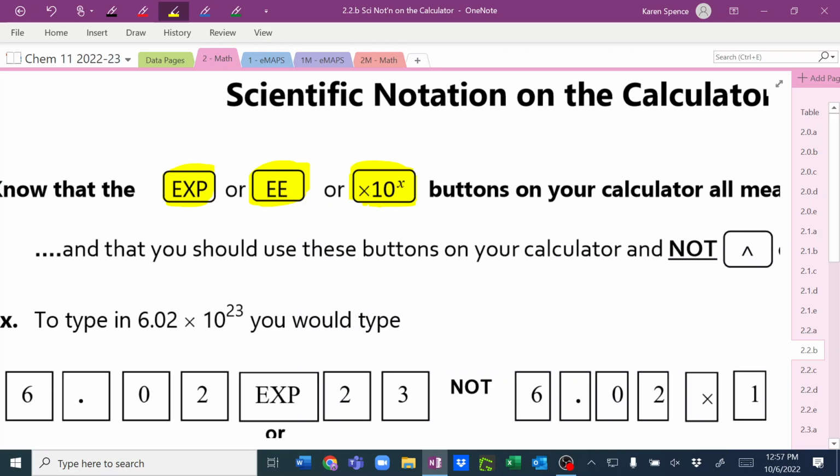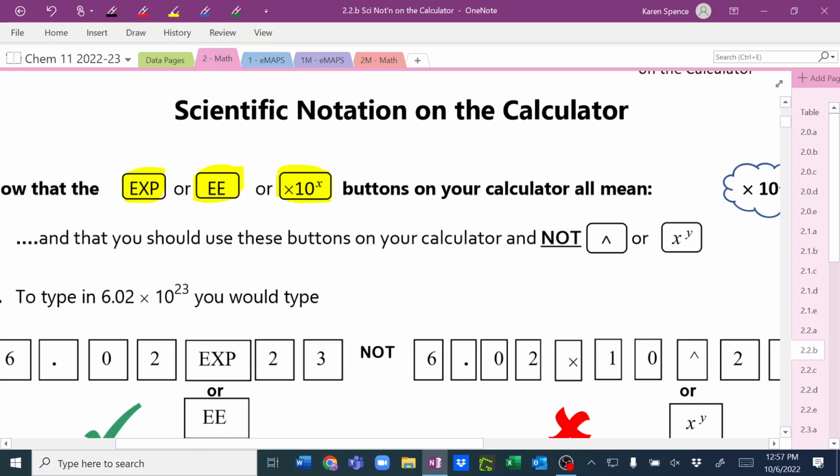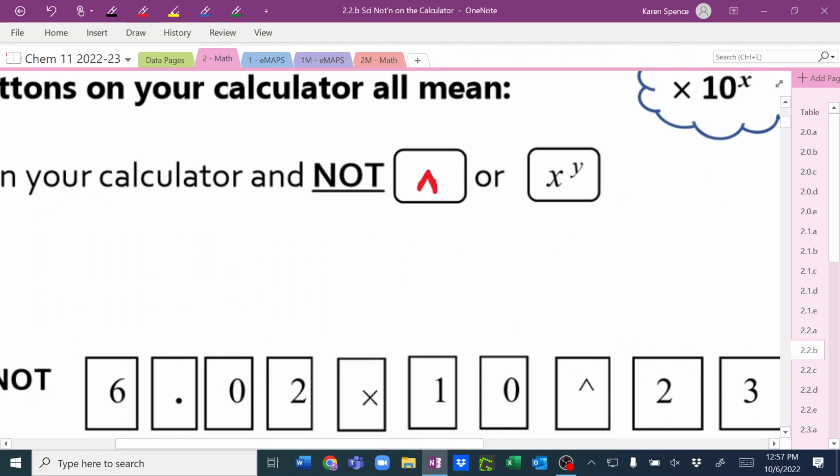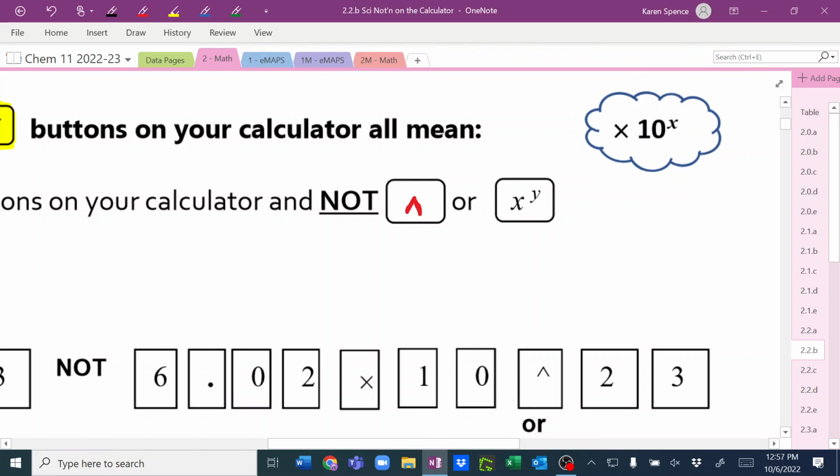Okay, this is the button you use for scientific notation. This is the scientific notation button. You should not be using this caret, the little one that looks like that. Do not use that. That's a bad one. Do not use the X to the Y button when you're doing scientific notation. Those buttons are for other purposes, but they are not specifically for scientific notation.